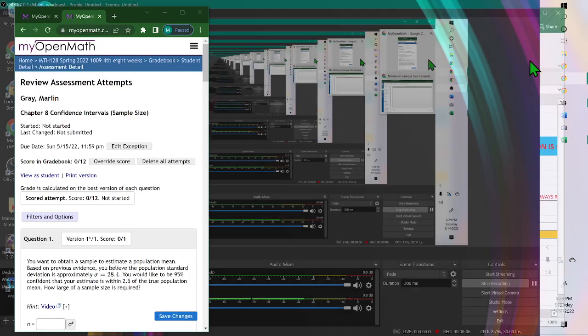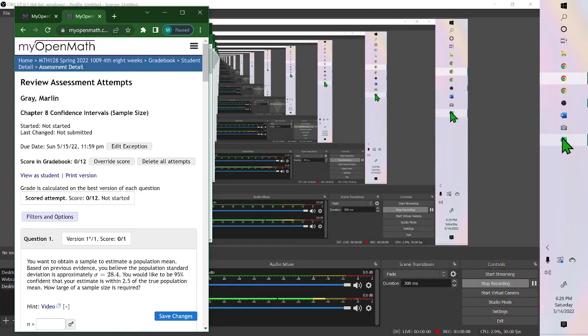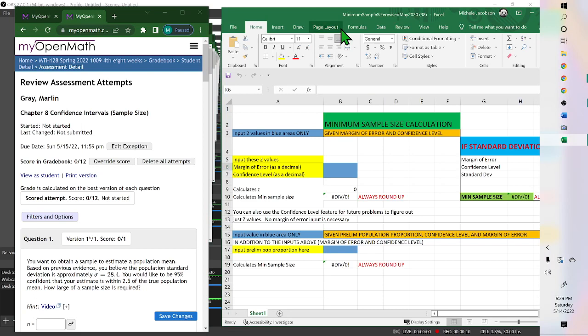Hello. I'm going to go over some sample size ones. So for the sample size, you want to open the Excel spreadsheet, minimum sample size. Now there's three different things.